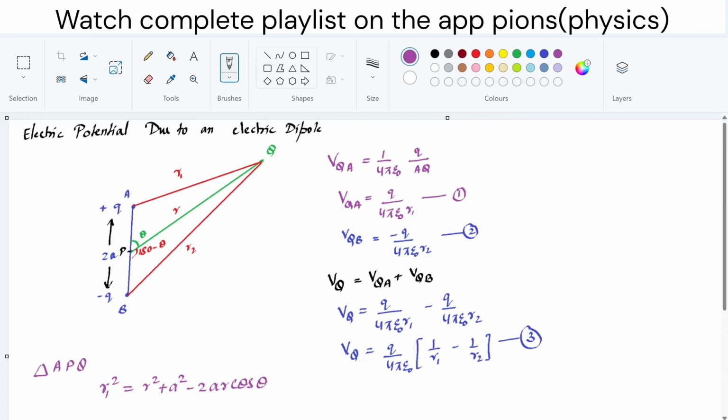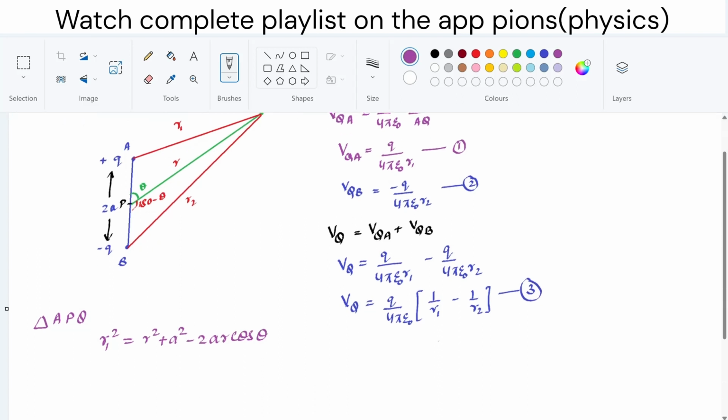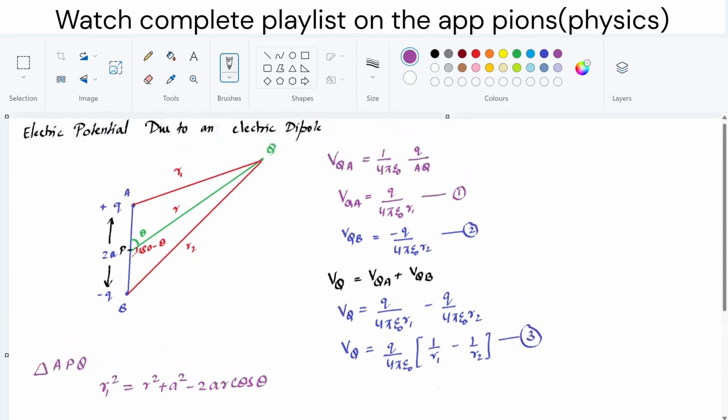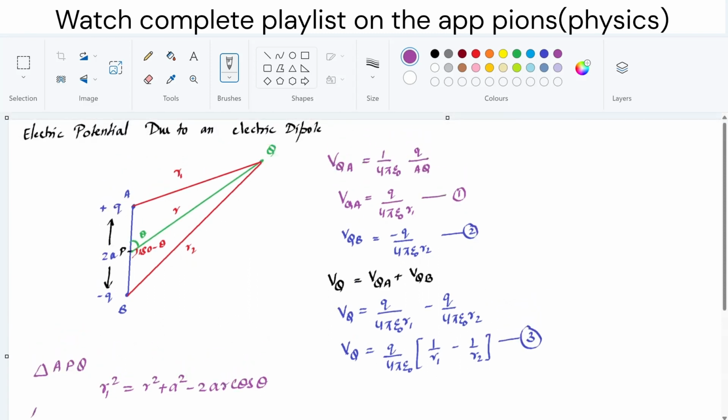Okay, you can simply take it cos theta. If theta is 90 degrees, it will become a right angle triangle, and in this whole equation cos 90 will become 0, and this equation will satisfy as the Pythagoras theorem. Clear? So this is our triangle APQ. Let's take the lower triangle, so from the triangle BPQ. Let me call this equation number 4.